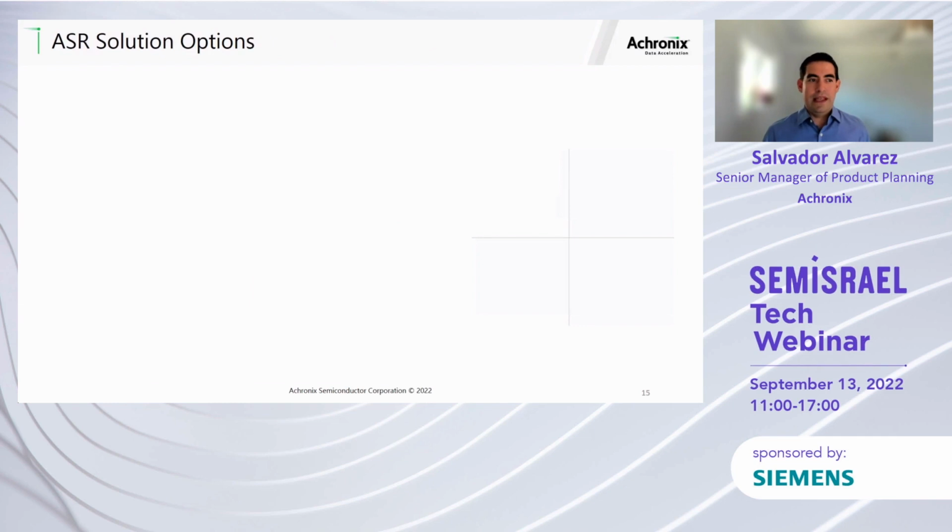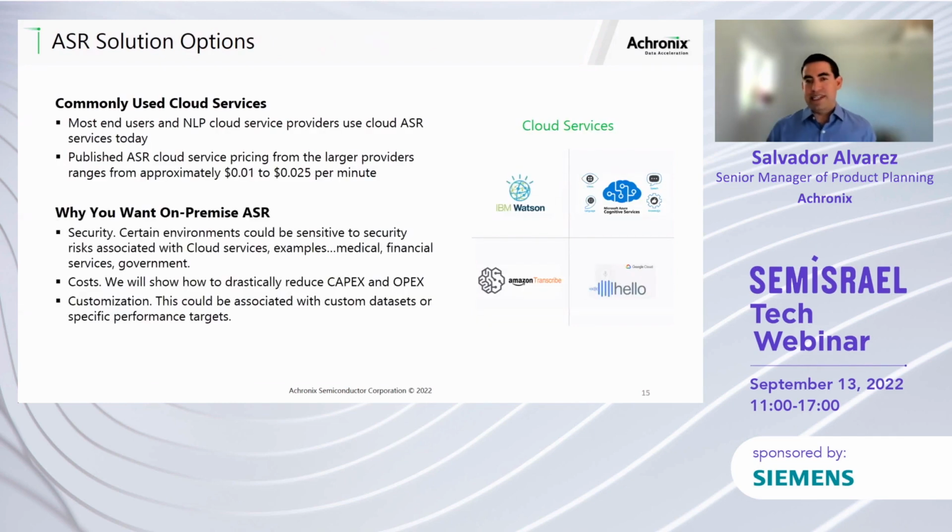So let's look at what people are generally doing today. Generally, the most common solution that people use for ASR is to use a cloud service. These cloud service providers can charge anywhere from 1 cent to 2.5 cents a minute. Aside from limiting the latency with cloud solutions, there are other reasons why you would want an on premise solution. First is security. Many industries, such as medical, financial, or governmental agencies, are sensitive to limit their risks and want to avoid those risks associated with cloud services.